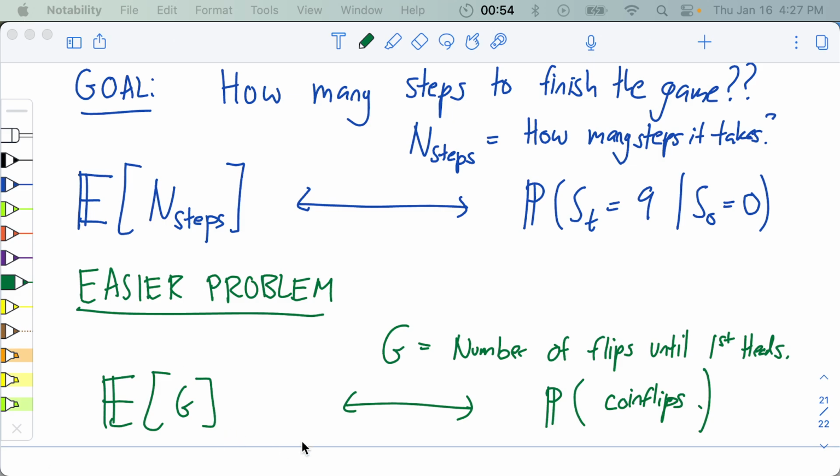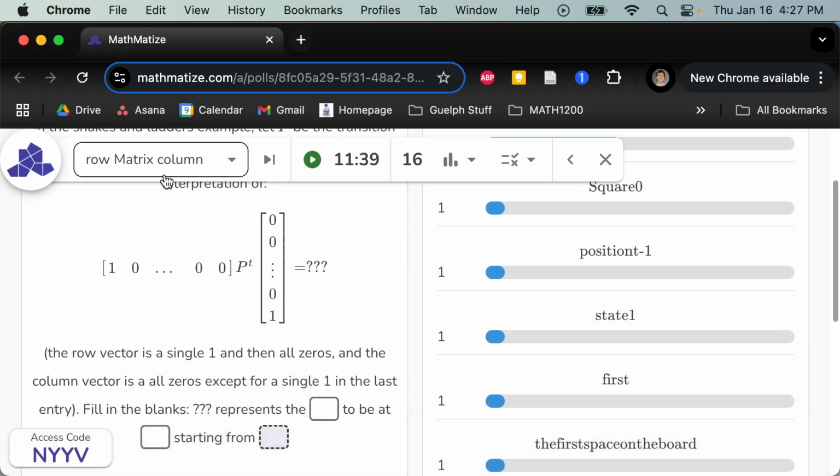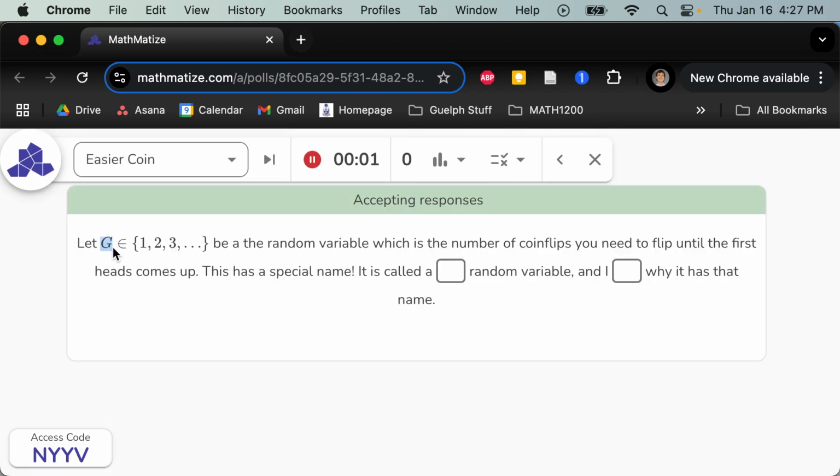All right, let me find where the questions are. Here it is. Easier coin. Yeah, so this is the easier problem. So G is a random variable, which is the number of coin flips you need until the first heads comes up. So G is random. Maybe it takes a long time. Maybe it takes a little time. But this thing has a special name. You might have seen it before. You might remember the name. And so it's called a blank random variable. See if you can remember.